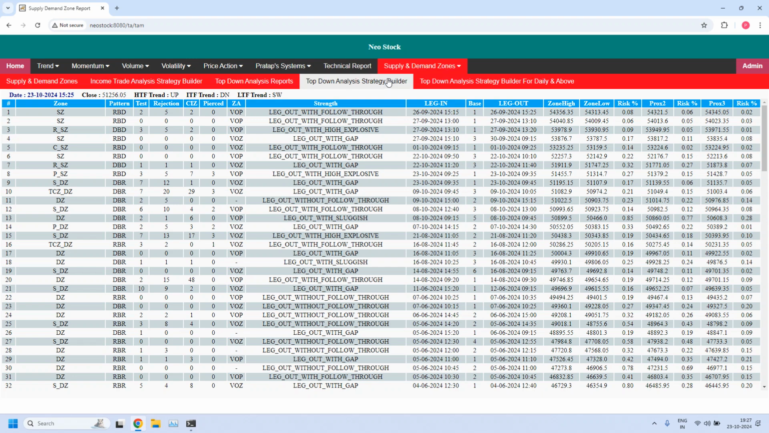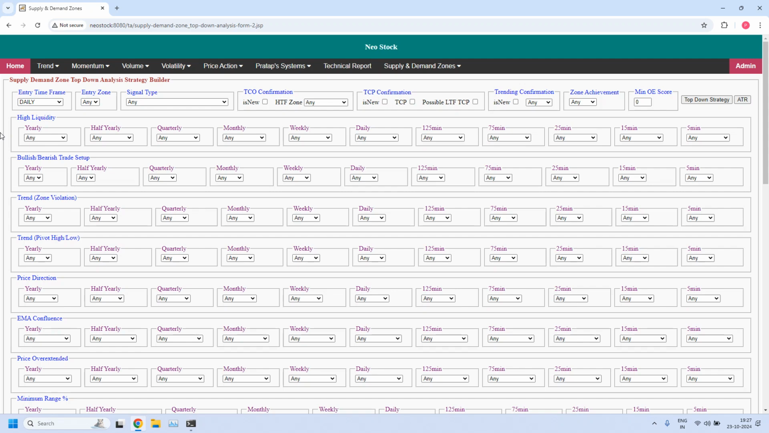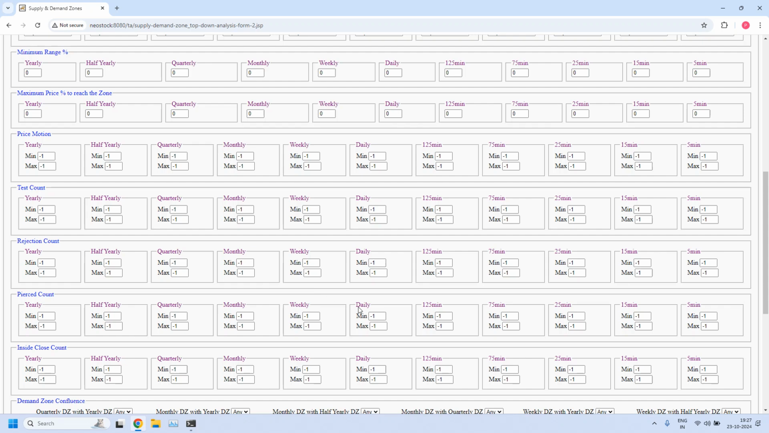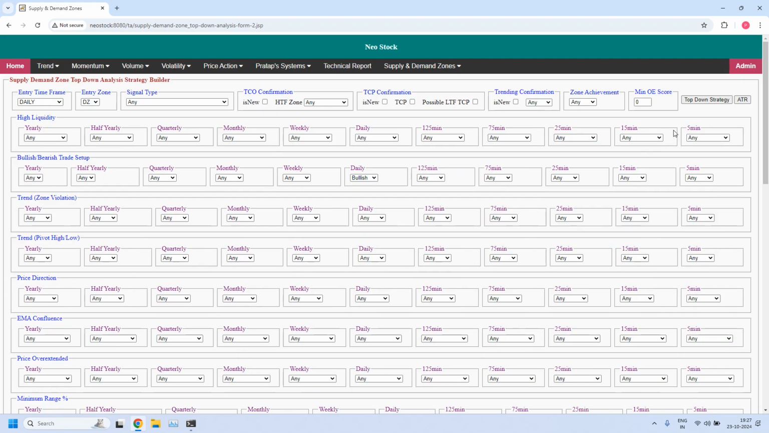Next set of reports are about bullish and bearish trade setups for monthly, weekly, daily and hourly income trade. So let's start with monthly income trade bullish trade setup. Entry time frame daily, entry zone demand zone. In bullish or bearish trade setup at daily, I am selecting bullish, and daily demand zone should not be pierced. So in the pierced count at daily time frame, I am setting minimum value 0, maximum value 0. That means pierced count is 0. Pierced count 0 means zone is not pierced.